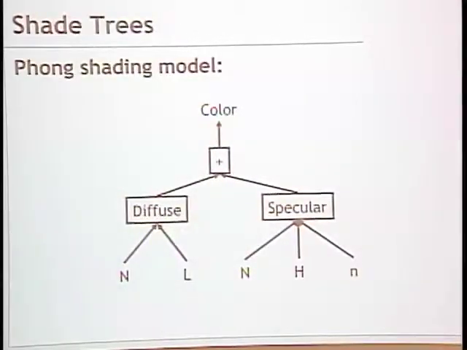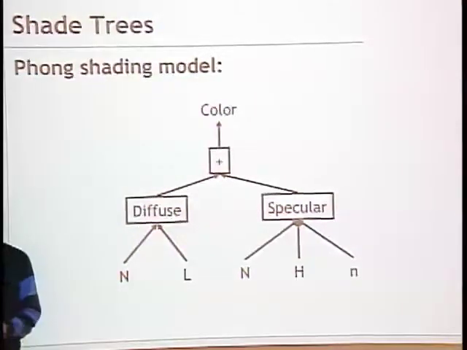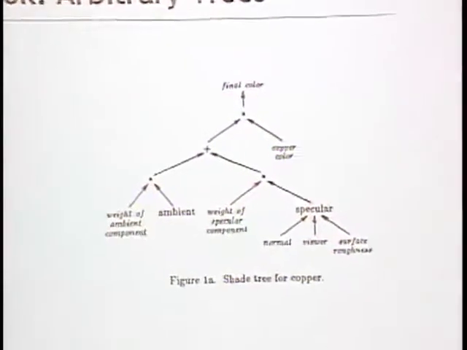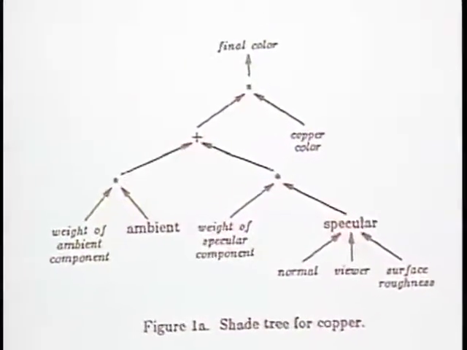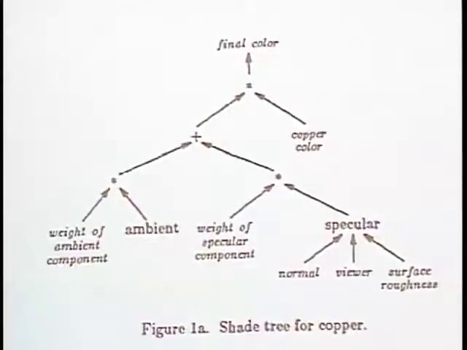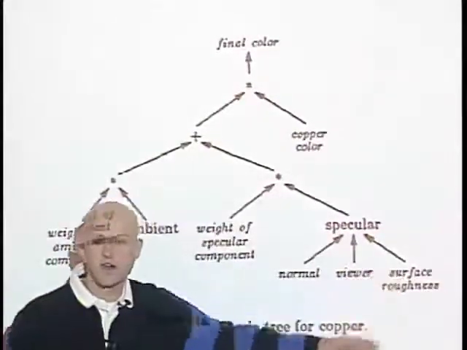What he said is, we really want to generalize this. We like this tree structure, but instead of giving you a fixed tree where all you get to do is fill in the endpoints, you should get to build your own tree. This is straight out of the paper. He said, we want to make something that looks like copper. What's that going to take? Here are the inputs to copper. There are some weights, an ambient color, and the surface roughness of the copper.